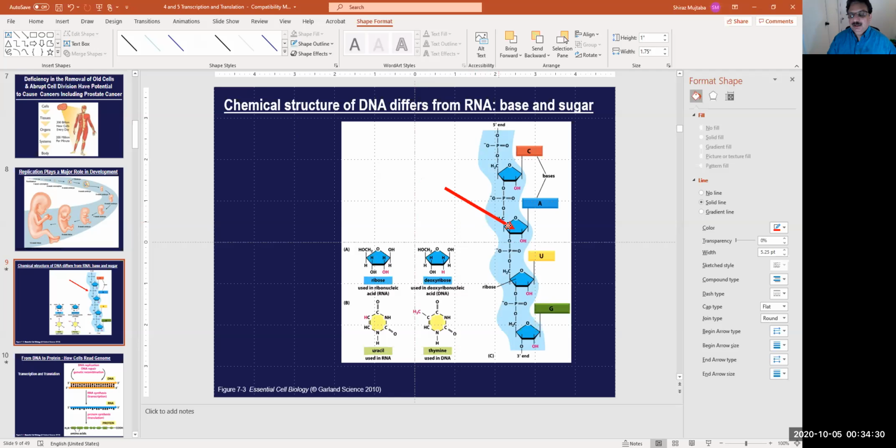Also, on the second carbon atom, if you see, the second carbon has a hydroxyl group. This hydroxyl group, the oxygen is missing in deoxyribose. Also, you will see the 4 bases, and thymine has been replaced by uracil, right?